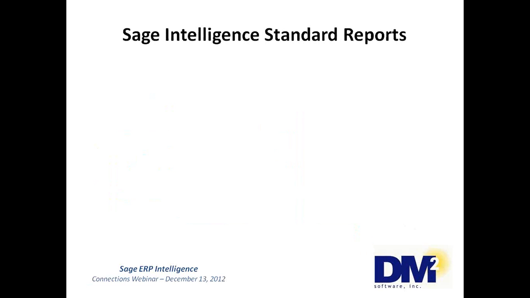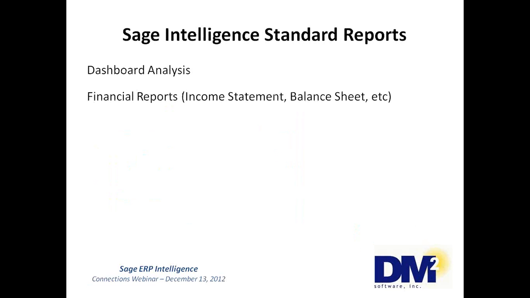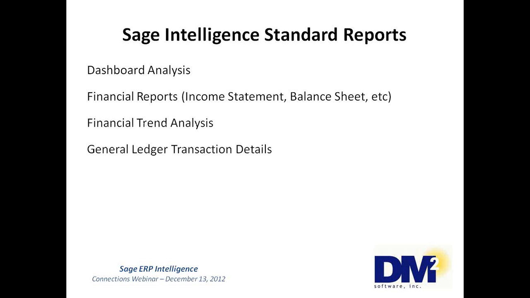I'd mentioned before that Sage Intelligence comes with some standard reports. There's a dashboard analysis, and there are financial reports, your typical ones you expect: income statement, balance sheet, etc. It has a financial trend analysis and a general ledger transaction details. So these second, third, and fourth ones are specific to the general ledger, but as noted initially, it's not only the general ledger that you can use Sage Intelligence for, it's also for the other modules. So it comes with a customer sales report, a vendor purchases report, and an inventory status report.